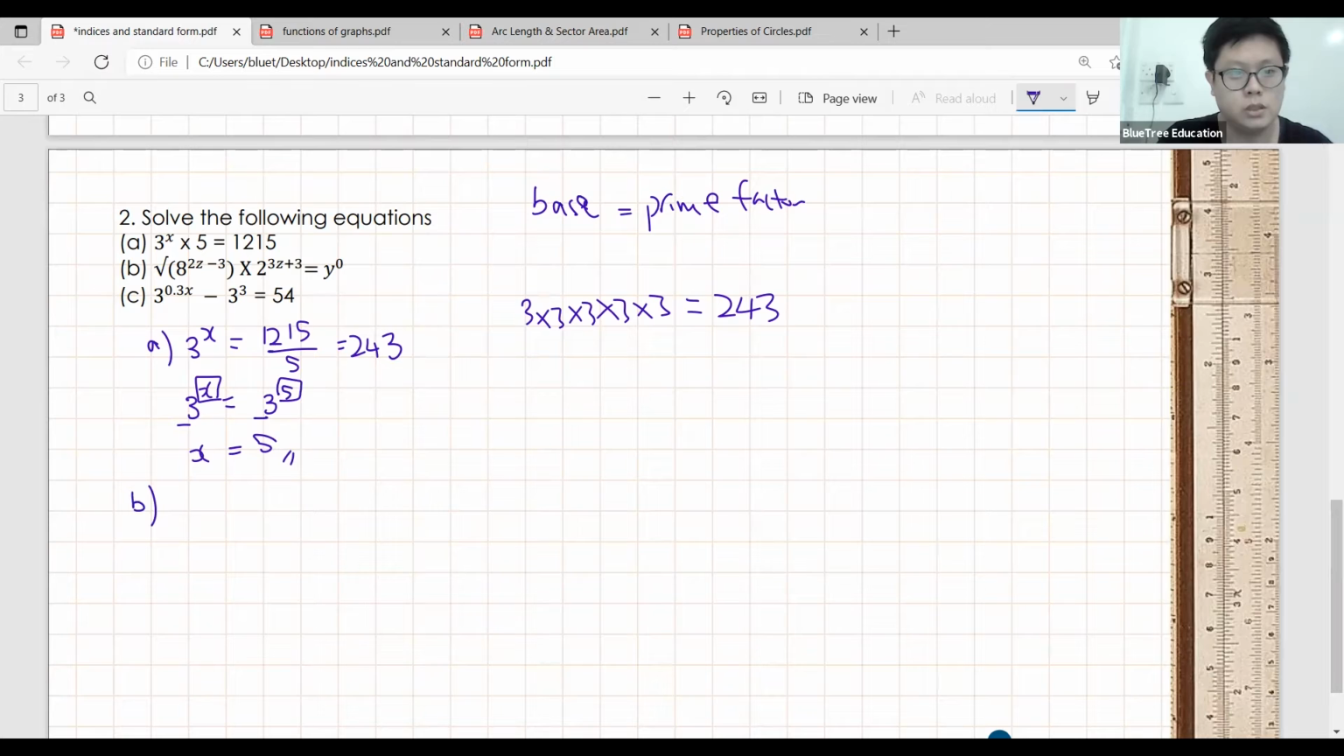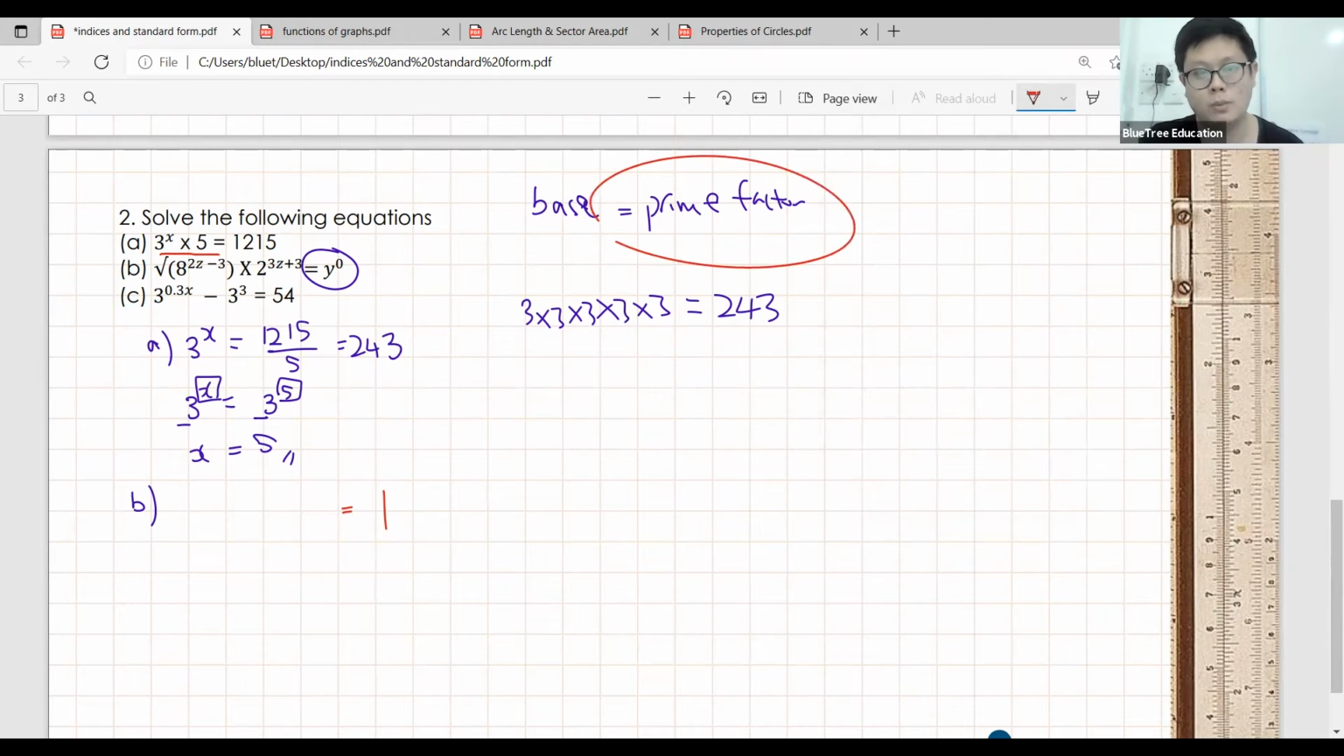All right, second question looks a little bit more complex, but the idea is the same. You want to try and make all the bases become the same. But of course, on the right side here for question B, the y can't really become the same base as 2 or 8. However, you know that anything to the power of 0 is always 1, isn't it? So that is what I have to do. I just need to change it to 1. But for the left-hand side, I must find a common base.